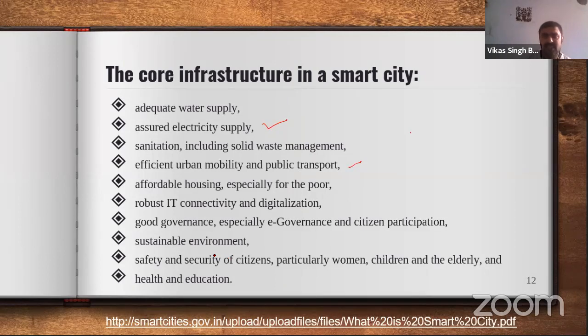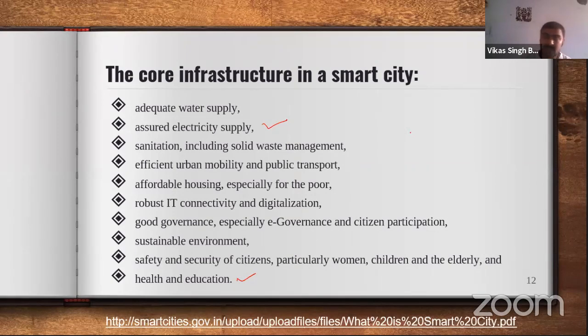Good governance, like nowadays in the COVID-19 situation, we are able to see that the Delhi government has launched an application, Delhi Corona, where we are able to track which hospital is having how many beds and how many ventilators available for the corona patients. So good governance is also a part of that smart city. Health and education, so there are several expectations that a smart city should have.